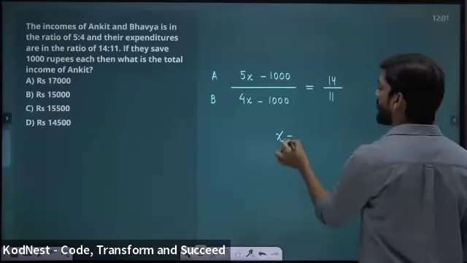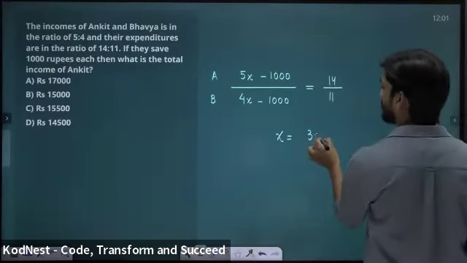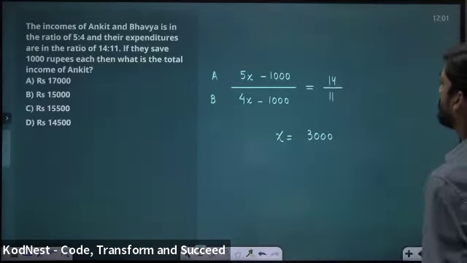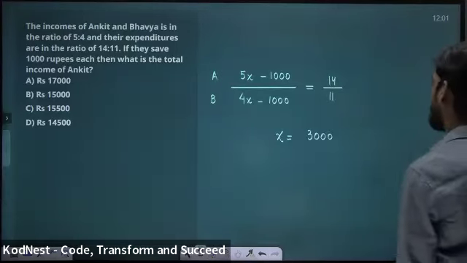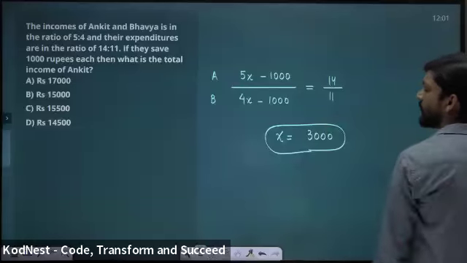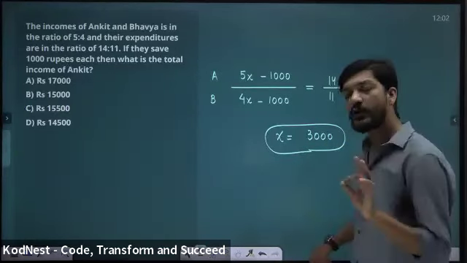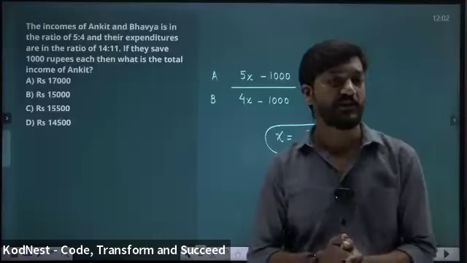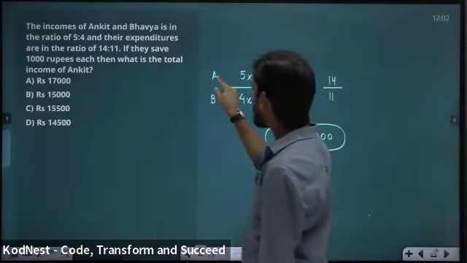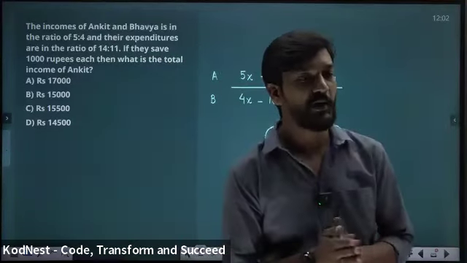So solving this, you will get x equal to 3000. Yes, 3000 you will get. Now you have written the equation, so you know what value is what. Carefully answer. In this equation, which part is the salary of A?